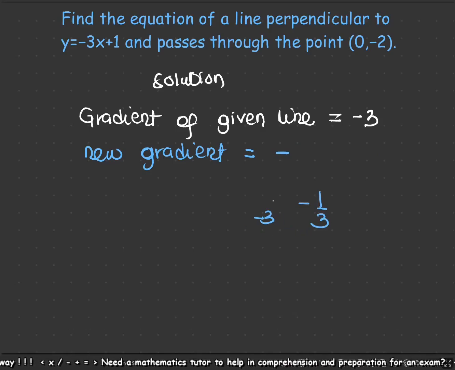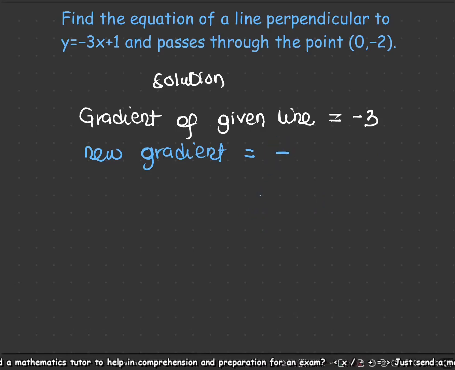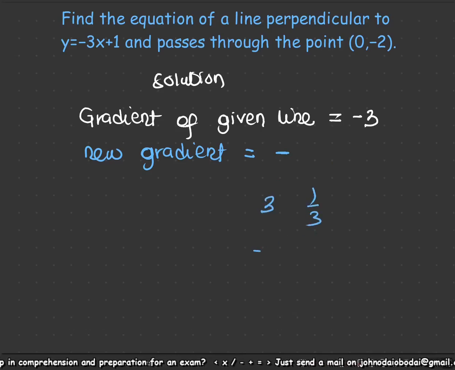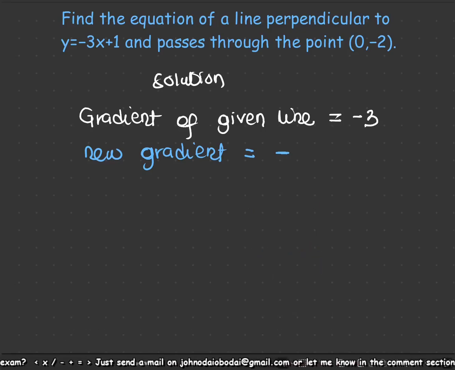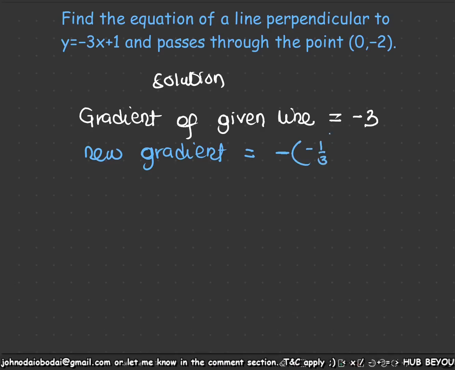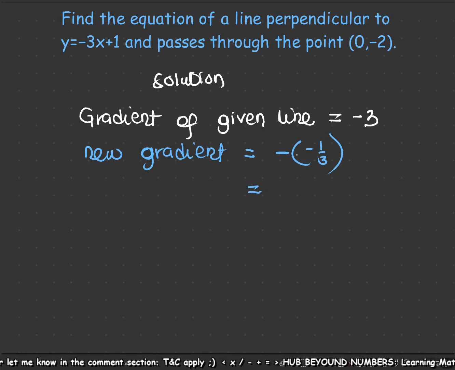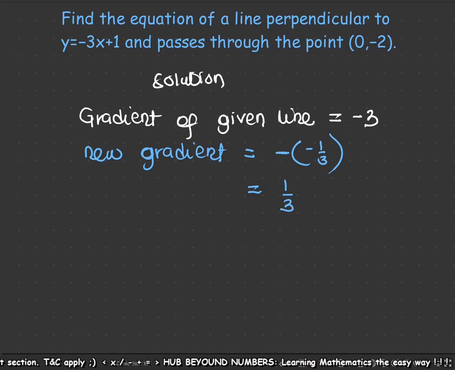Take note, we first need our negative. So this is the negative. Then the reciprocal of any number: if you have 3, its reciprocal is 1 over 3. If you have -3, its reciprocal is -1 over 3. So you still attach its sign to it. So the negative reciprocal is negative of negative 1 over 3. And simplifying further, negative times negative gives you positive. So that is 1 over 3 over here. So this is very simple.